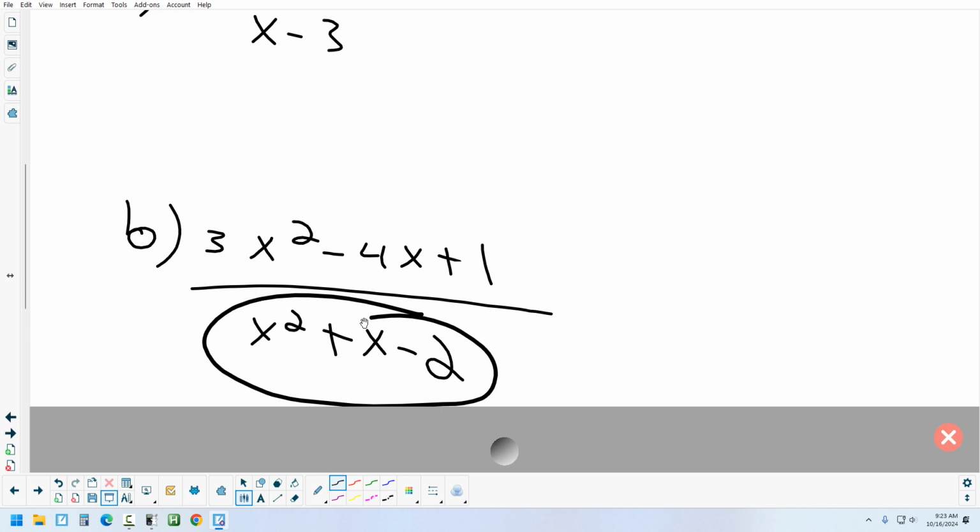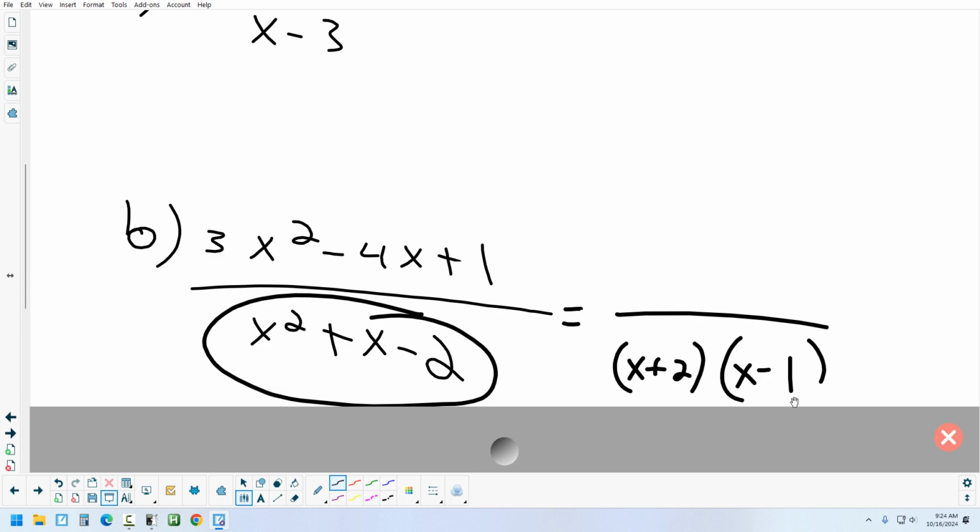But that's a quadratic, so we're not going to have to get into synthetic division or anything like that. What can I do to that to make the roots easier to find? Yeah. Just factor it. So it's going to factor as x and x. You're going to need a plus and a minus. And I would do plus 2, minus 1. Numerator doesn't matter. Just keep that the same.